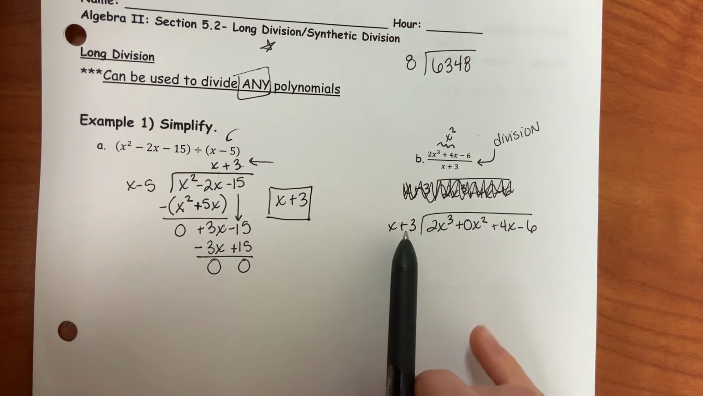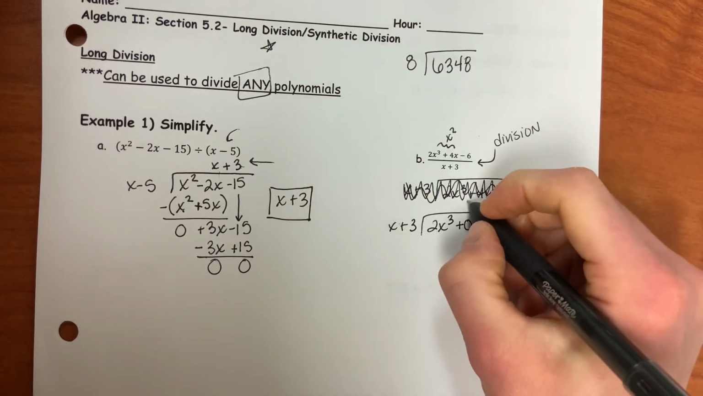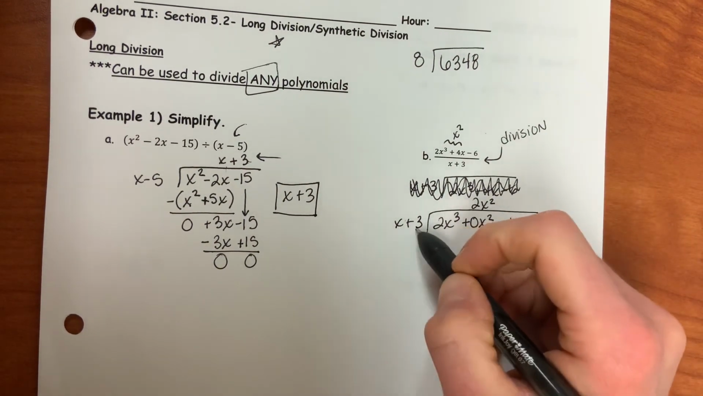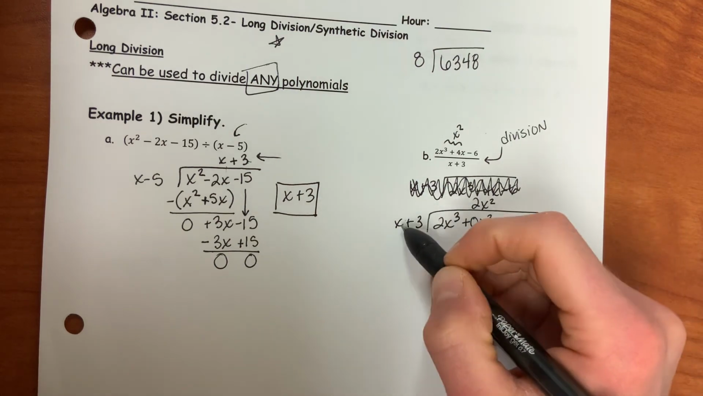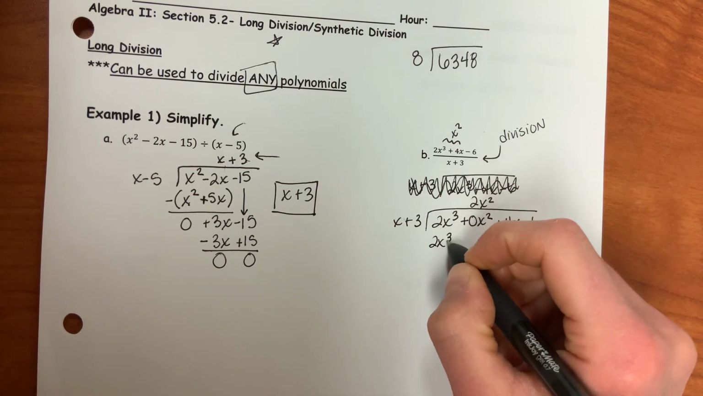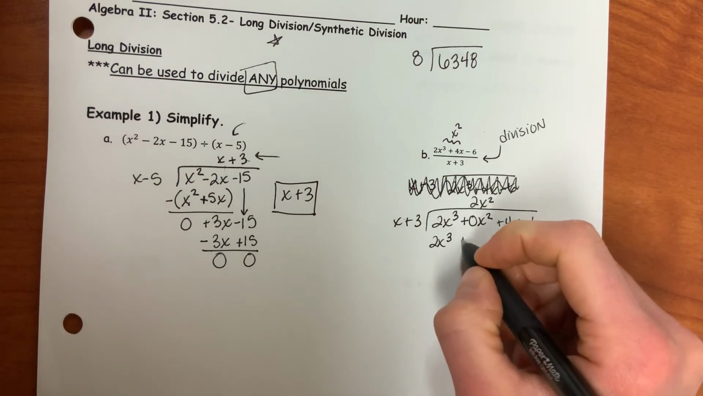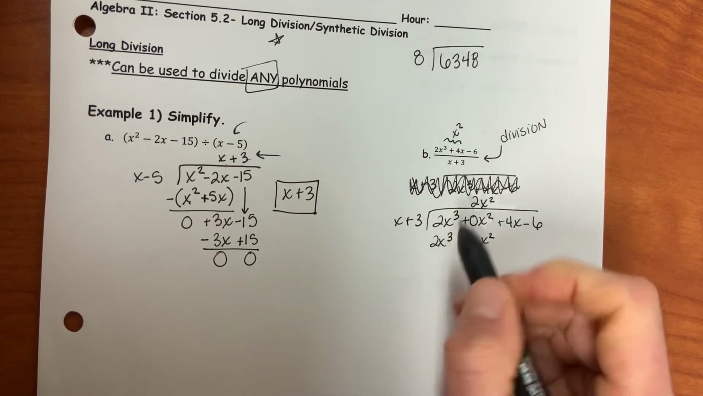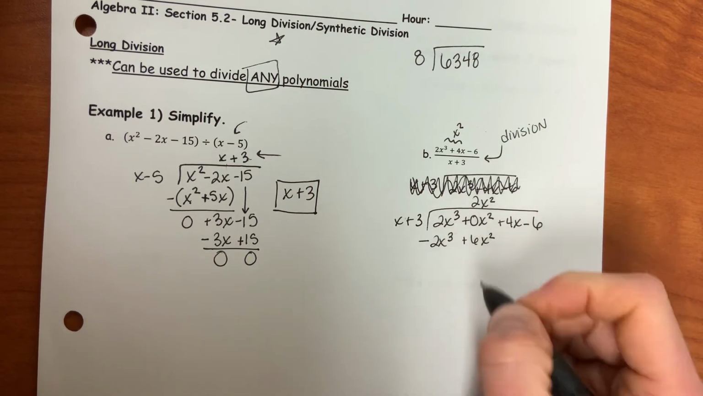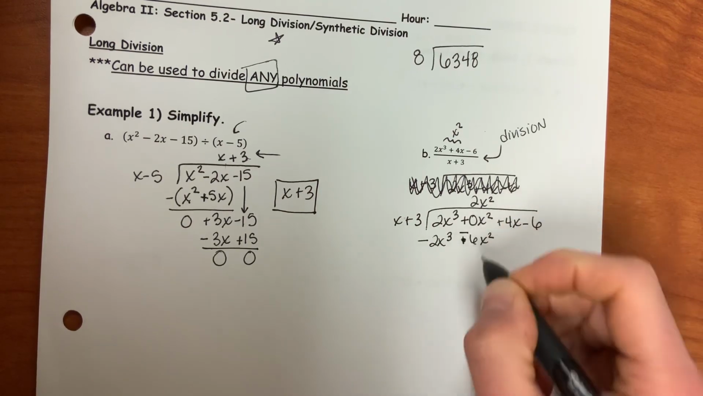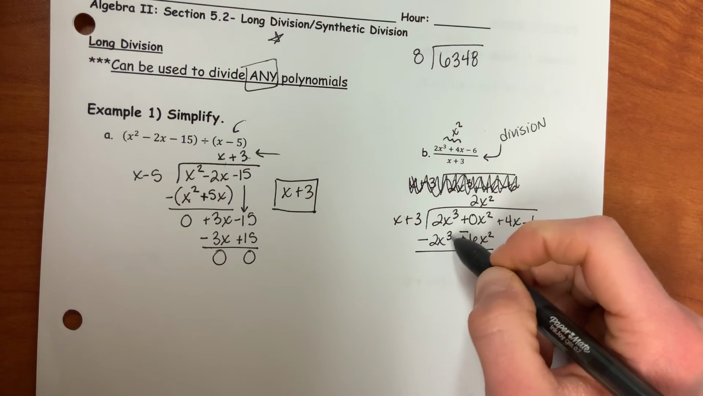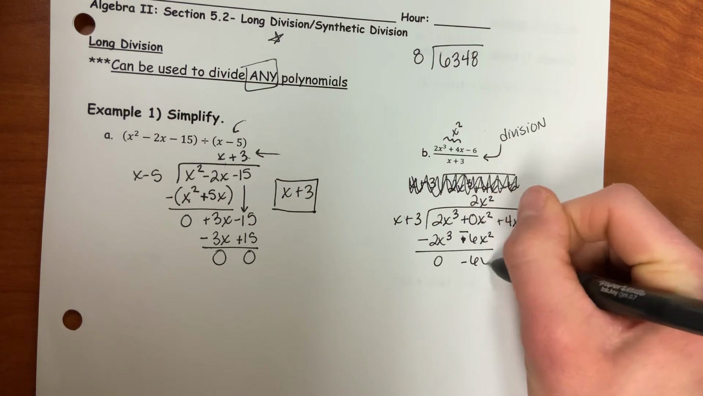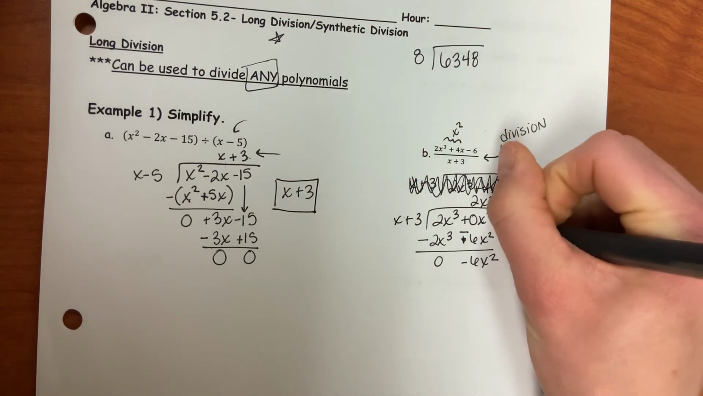All right, so what times x will get me to be 2x cubed? 2x squared will. So I'm going to multiply 2x squared by both of these terms out here. 2x squared times x is 2x cubed. 2x squared times 3 is plus 6x squared. Then I'm going to change my signs here. So positive 2x cubed becomes negative, positive 6x squared becomes negative. 2x cubed minus 2x cubed is 0. 0x squared minus 6x squared is negative 6x squared. Bring down the 4x.